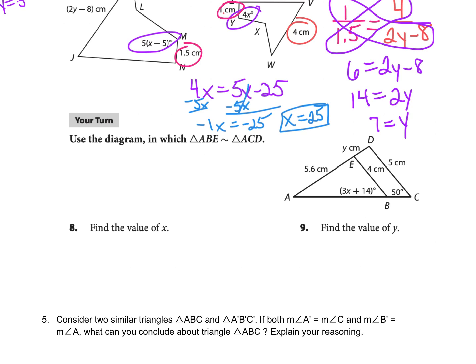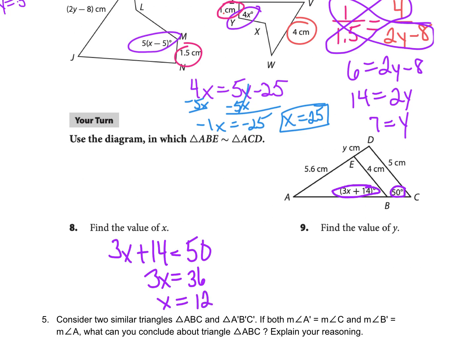Now, find the value of x. So again, angle's pretty easy. Just set them equal to each other. 3x plus 14 equals 50. Let's see, 3x equals 36. And x equals 12. Now y.